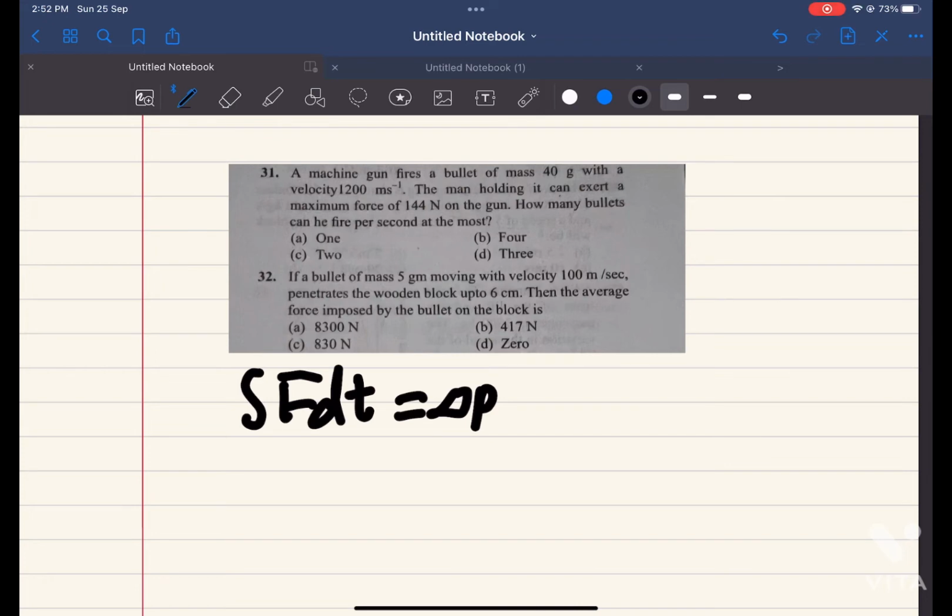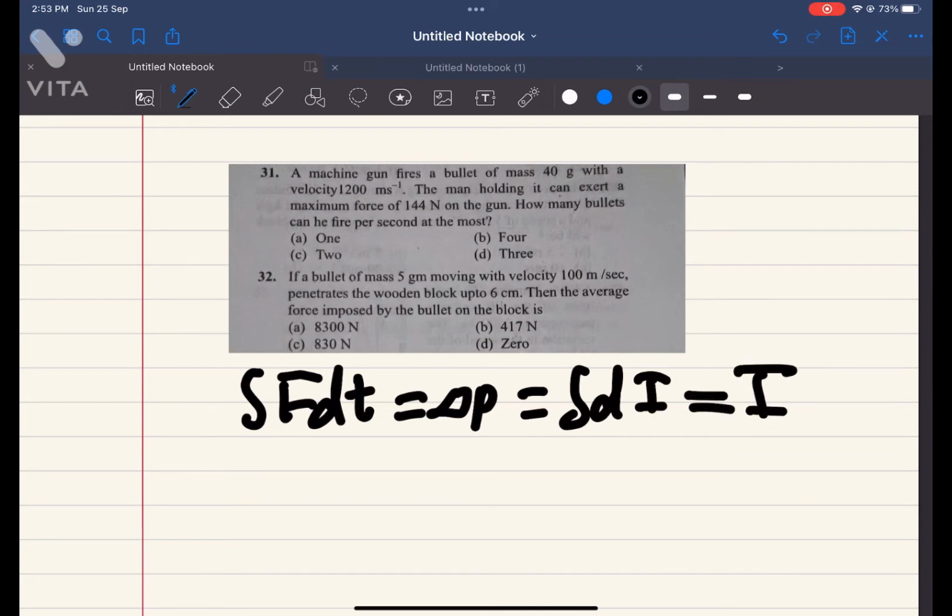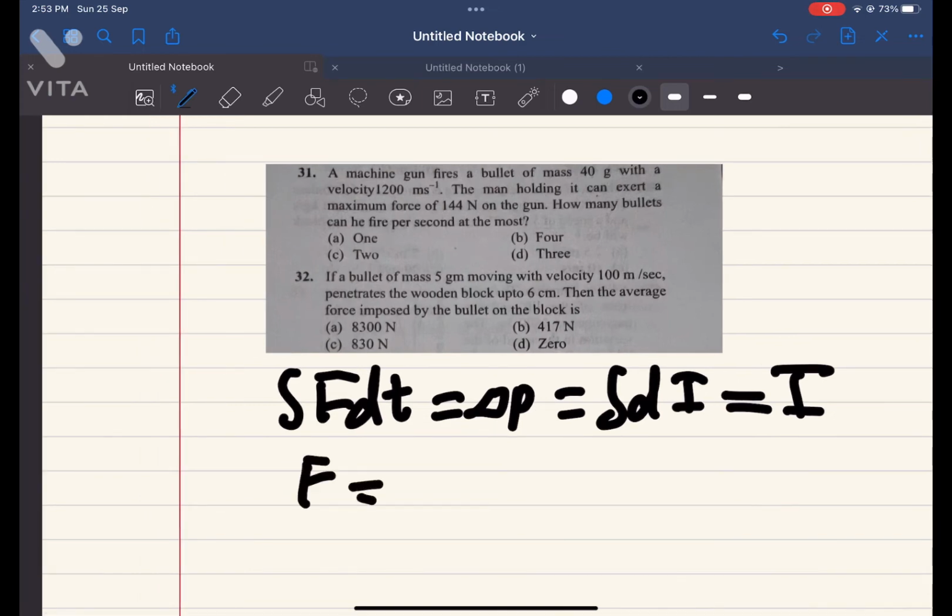If the force is constant, it comes out of the integral and we just get f into integral dt, which is f into time. It's the change in momentum, which is impulse. So now we are going to solve the first question using that. A machine gun fires a bullet of mass 40 gram with velocity 1200 meters per second.